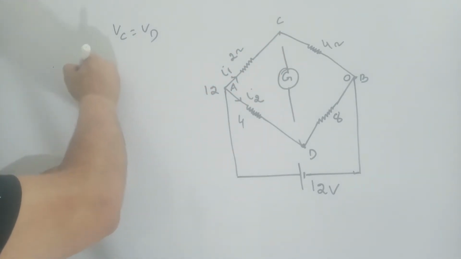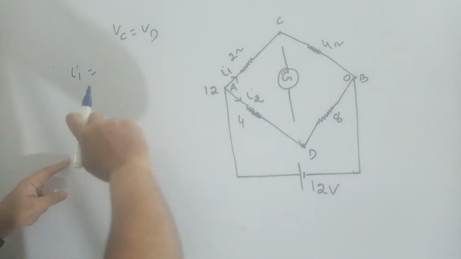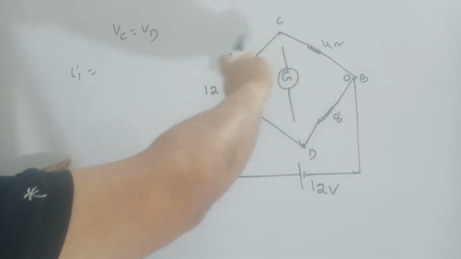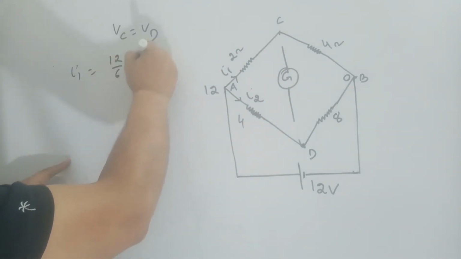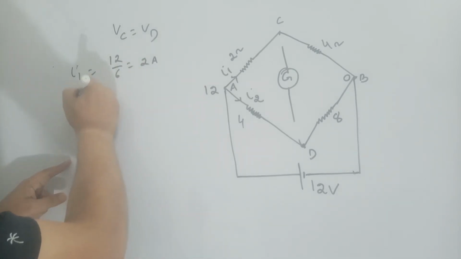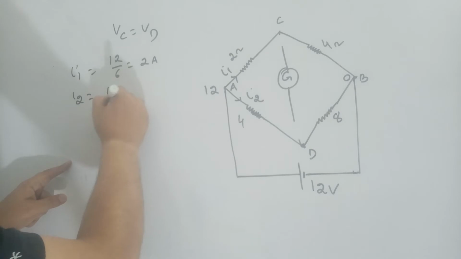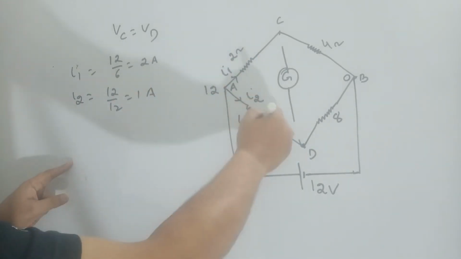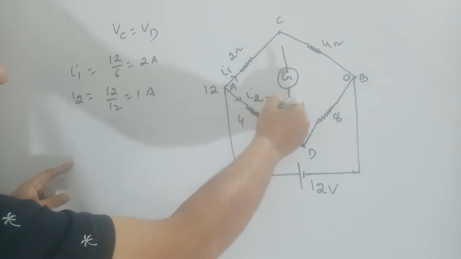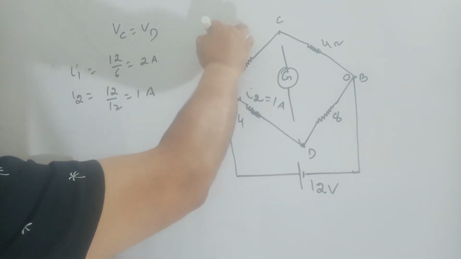I1 is, see in this R, potential difference is 12 minus 0, 12. Resistance is 6, so I1 is 12 by 6, 2 ampere. Similarly, I2 is 12 by 12, 1 ampere. So this current is 2 ampere, this current is 1 ampere, and this current is 2 ampere. This current is 2 ampere.